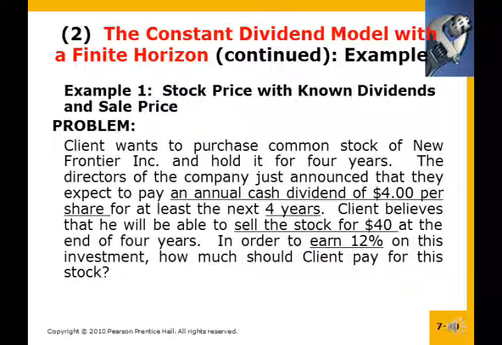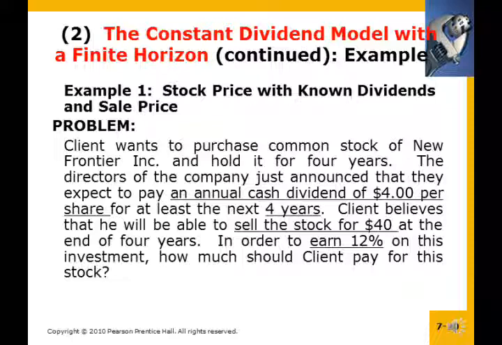We can apply the rule in another problem. Here, a client wants to purchase common stock of a new company and hold it for 4 years. The directors of the company just announced that they expect to pay an annual cash dividend of $4 per share for at least the next 4 years. The client believes that he will be able to sell the stock for $40 at the end of 4 years. In order to earn 12% on this investment, how much should the client pay for this stock?